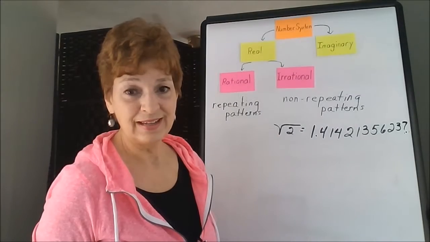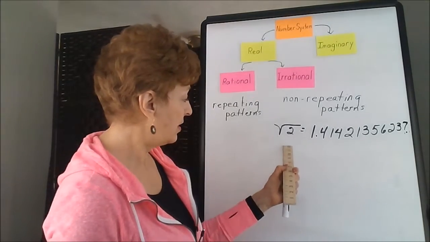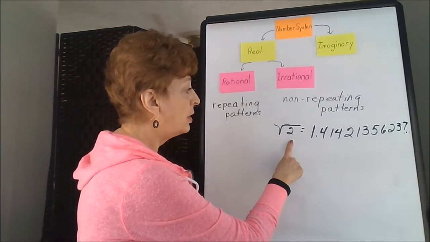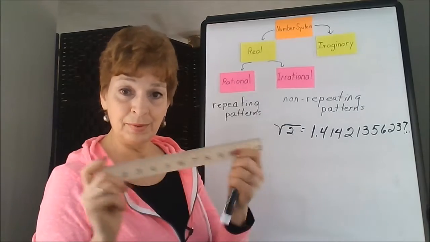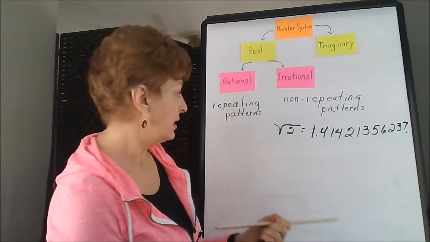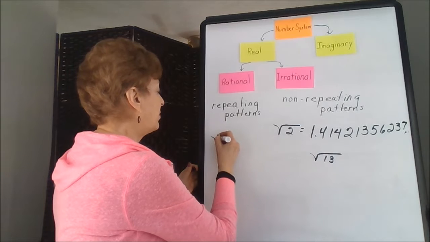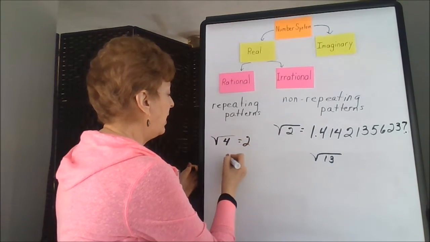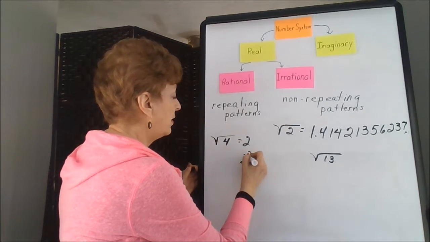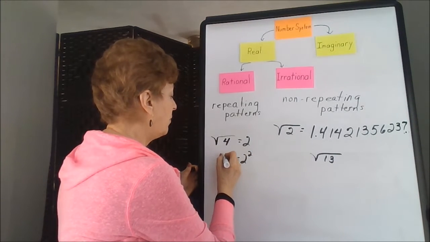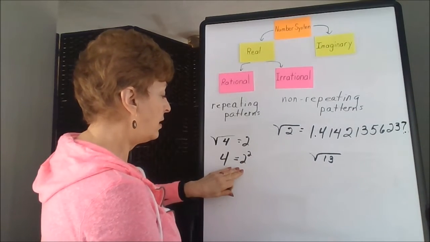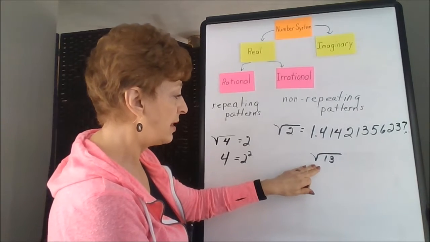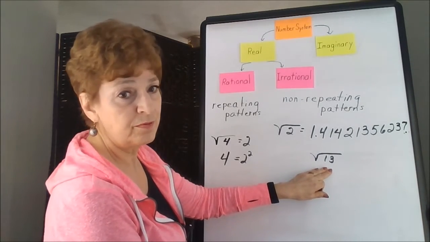Before I leave this topic altogether, I'd like to discuss, though, where an imperfect square root would be on a number line, if we could see it. We know that the square root of 4 is equal to 2. And if we did a 2 squared, we would be back to 4. So we can use what we know about our square roots in order to figure out something that's close to the square root of 13.